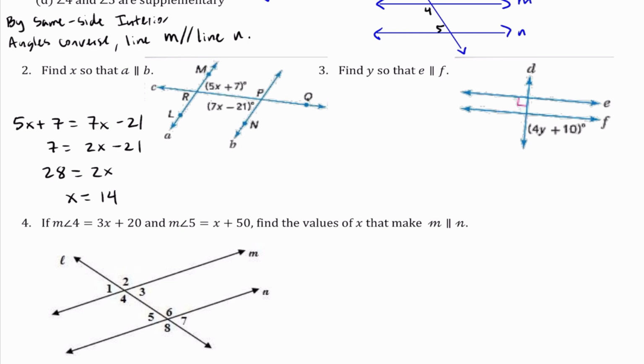Let's plug them in. If I plug 14 into 5x plus 7, I get 77. And if I plug 14 into 7x minus 21, I also get 77. So that means these two angles are congruent. So if we have two lines, this line is line A and this line is line B. If I have two lines cut by a transversal and the alternate interior angles are congruent, then by the alternate interior angles converse, line A is parallel to line B.